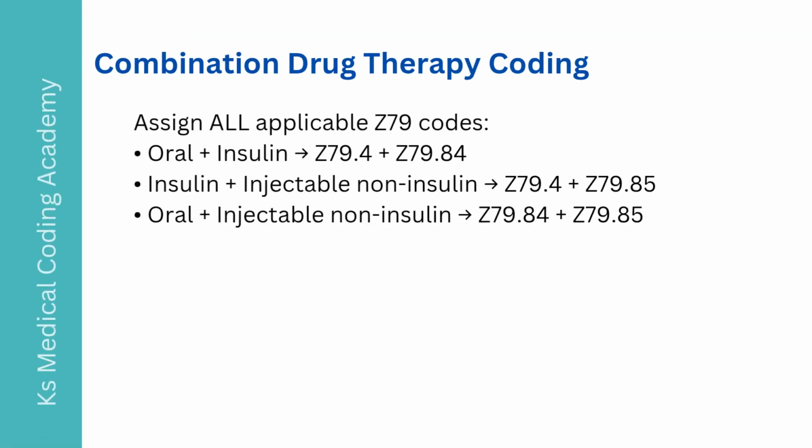Combination therapy coding. When multiple treatments are used, assign all applicable Z79 codes. For example, oral medication plus insulin requires 2 Z79 codes. The same rule applies for injectable non-insulin drugs.